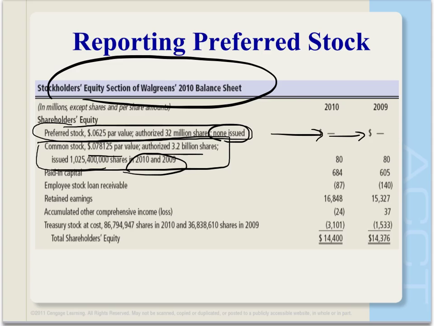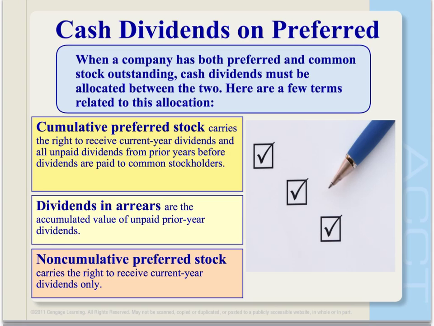So let's go ahead and take a look at dividends for preferred stock. Cash dividends on preferred stock has three types: cumulative preferred, dividends in arrears, and non-cumulative preferred. When a company has both preferred and common stock outstanding, cash dividends must be allocated between the two. Here are a few terms related to the allocation. Cumulative preferred stock carries the right to receive current year dividends and all unpaid dividends from prior years before dividends are paid to the common shareholder.